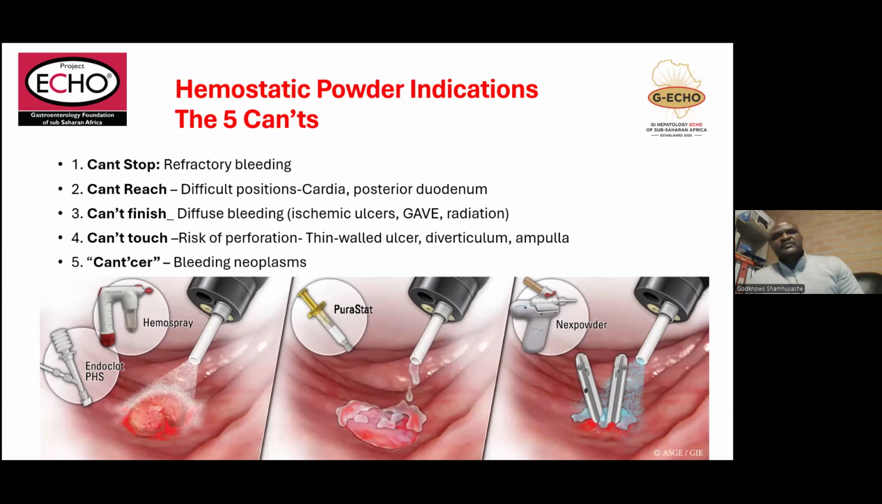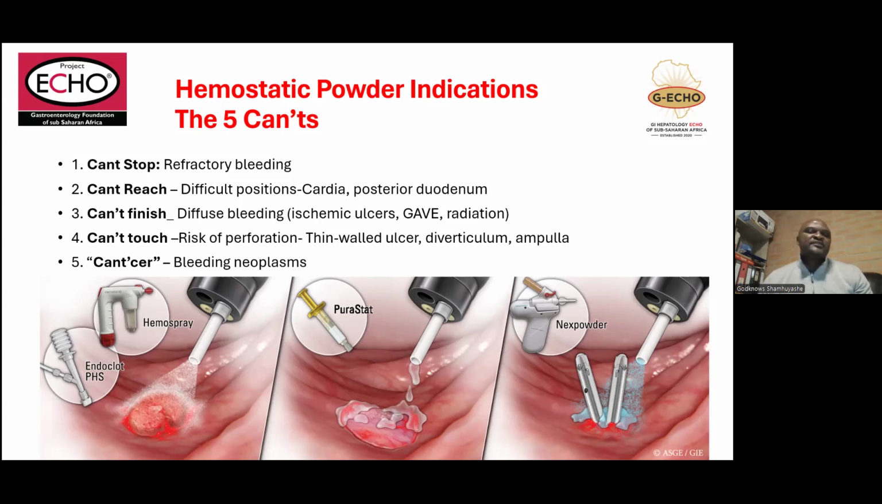In terms of hemostatic powder indications, these have come in handy in peptic ulcer management, and the indications are the 5 cans, where you can use them in patients with bleeding peptic ulcer disease. So this is where you can't stop the bleeding, those patients who have refractory bleeding, and where you can't reach. So these are the difficult positions, like your cardia and the posterior duodenum.